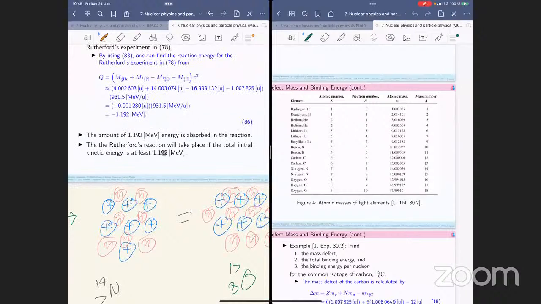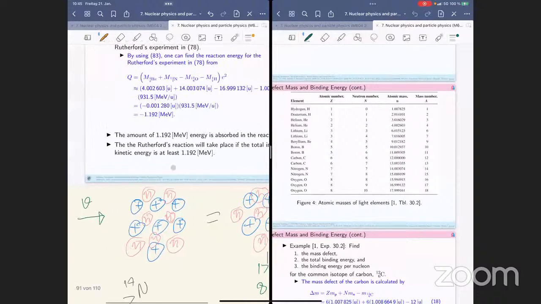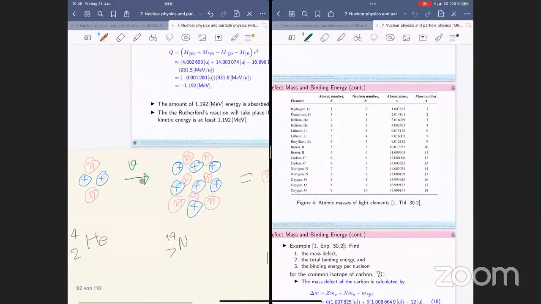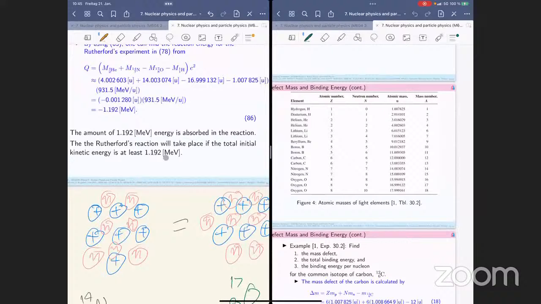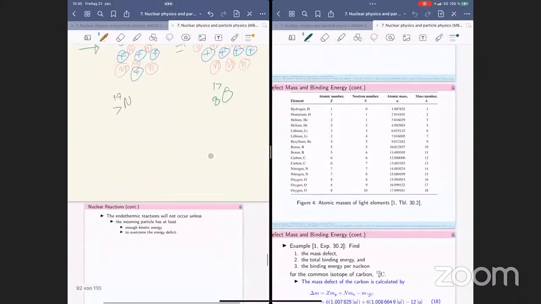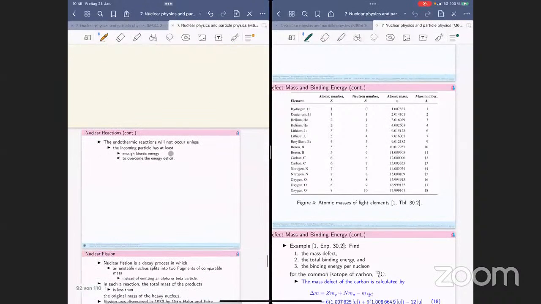Then the Rutherford reaction will take place if the total initial kinetic energy is at least this amount, or you need to accelerate the alpha particle with at least this amount of energy. If you accelerate the alpha particle with less energy than this value, this process is not going to take place, will not occur at all. Because we need at least 1.192 from the mc squared formula. Yeah, that's the two examples in nuclear reaction.